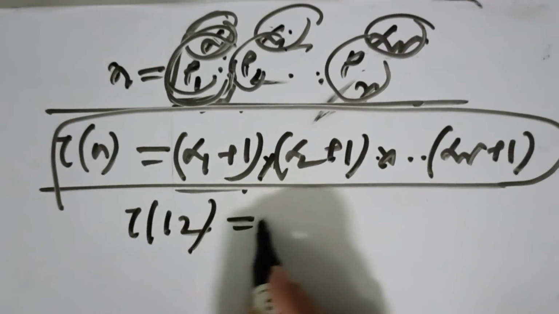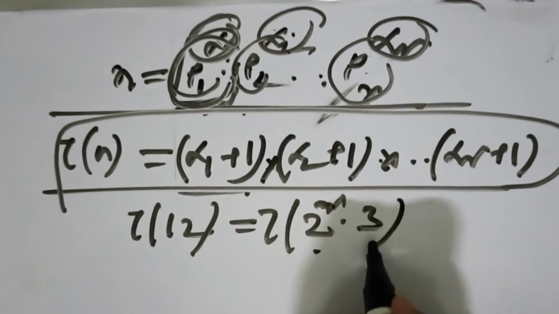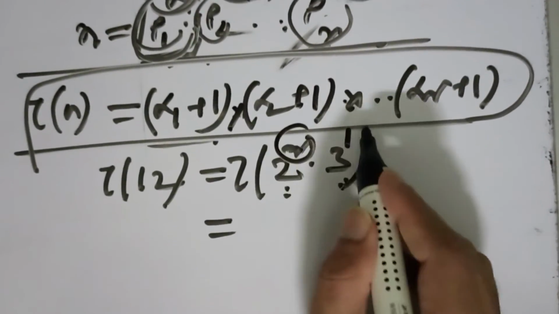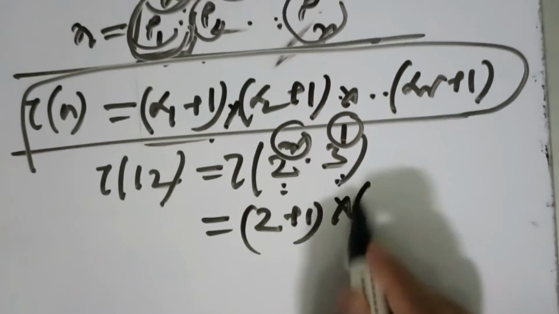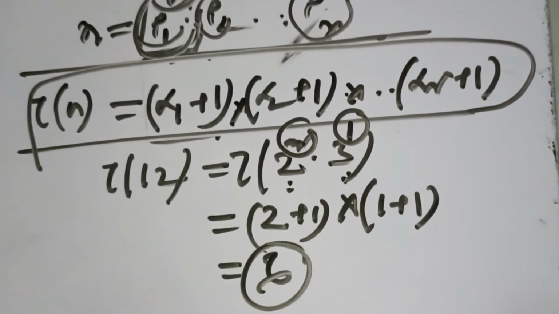In this problem, tau of 12 is 2 square into 3, right? So 4 and 12. So alpha 1 is 2, alpha 2 is 1. So alpha 1 plus 1 means 2 plus 1, into alpha 2 plus 1 means 1 plus 1. 2 plus 1 is 3, 1 plus 1 is 2, so 3 into 2 is 6. So in this case, there are 6 subgroups.